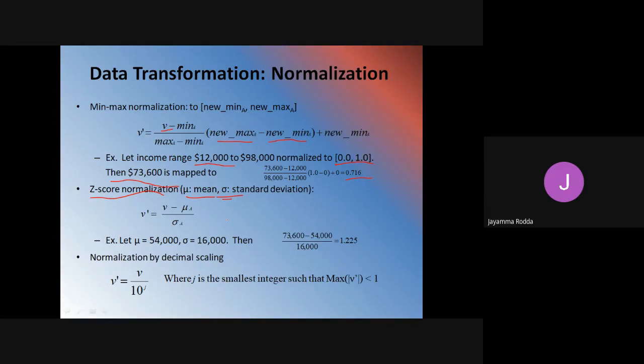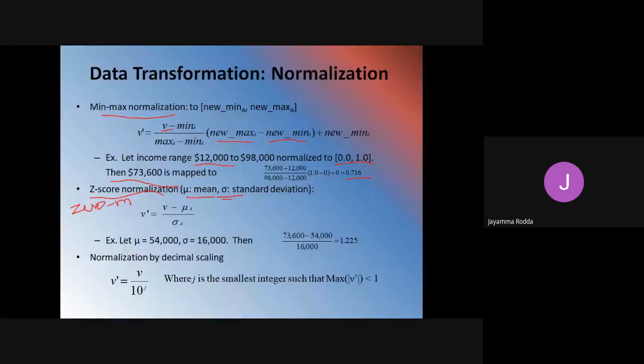The z-score normalization is also applied using the same values which are used in the min-max normalization. We can also call z-score normalization zero mean normalization. So in this zero mean normalization, the values for an attribute A are normalized based on the mean and standard deviation.